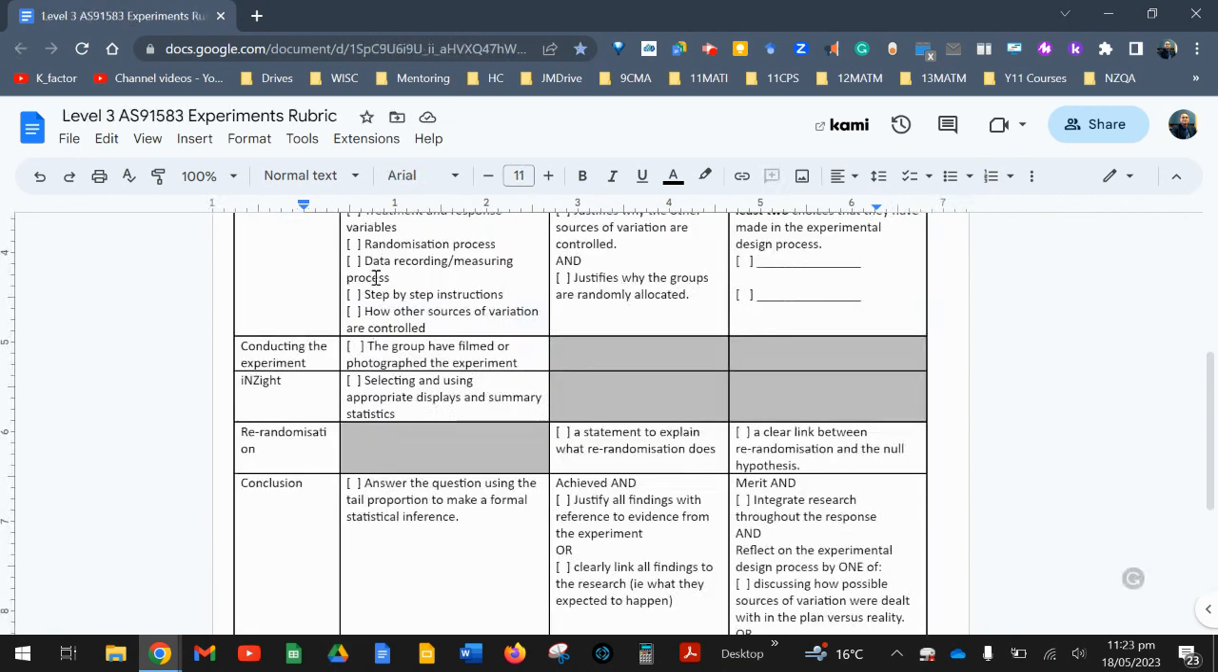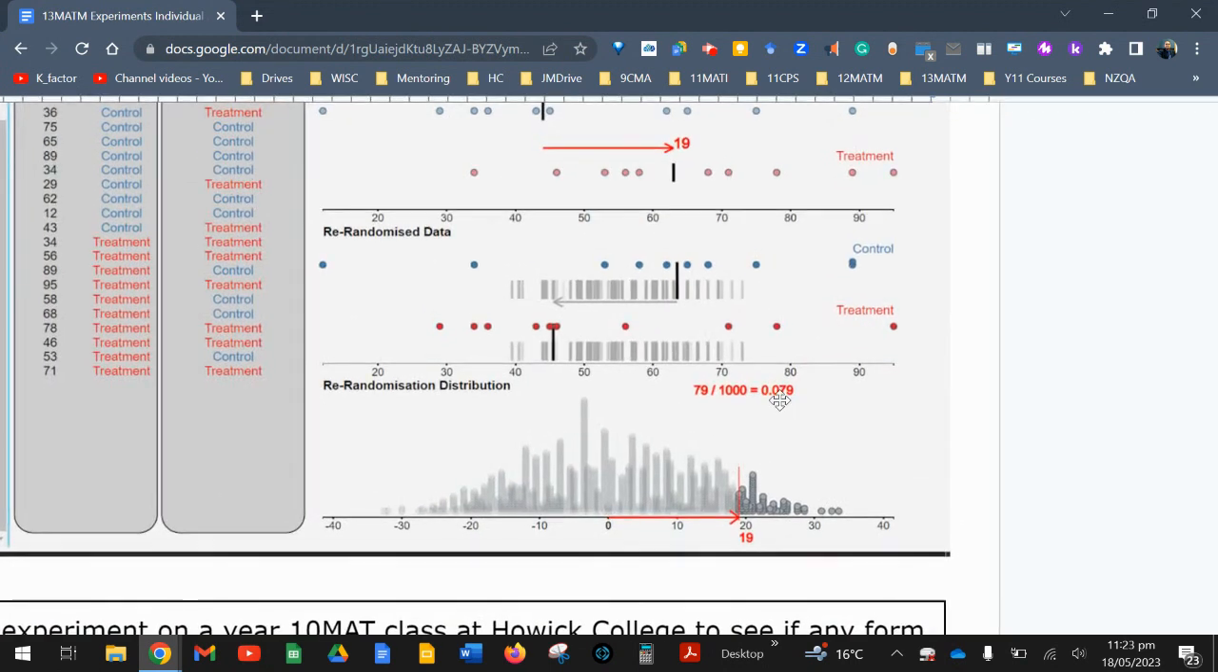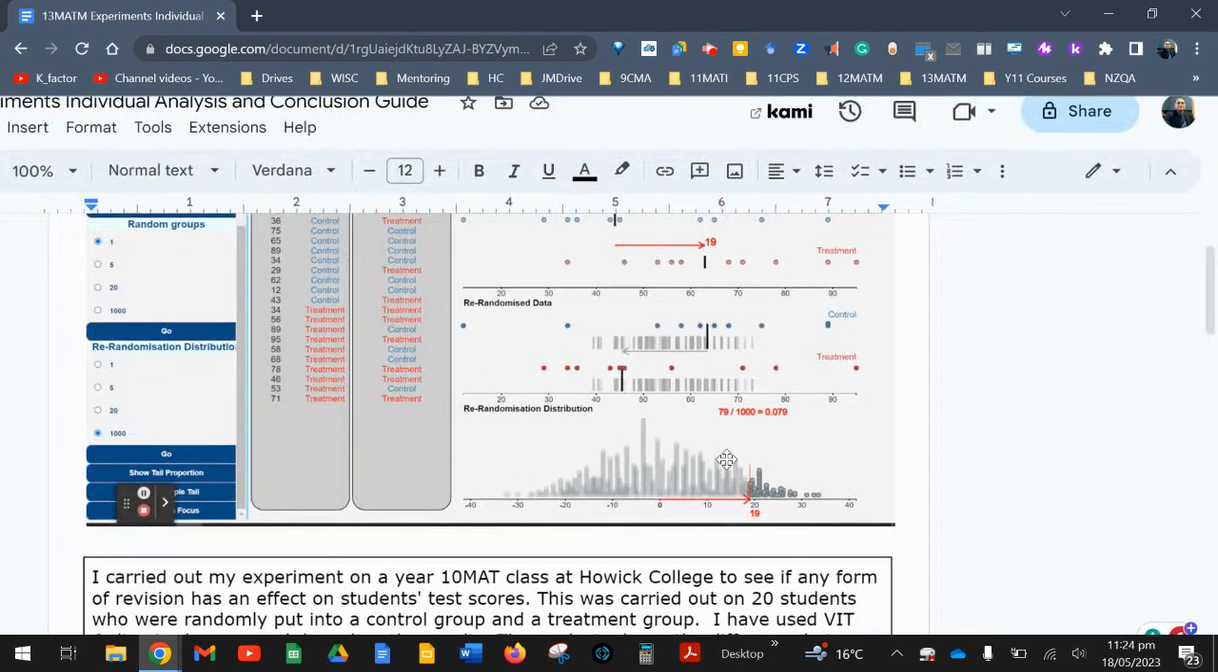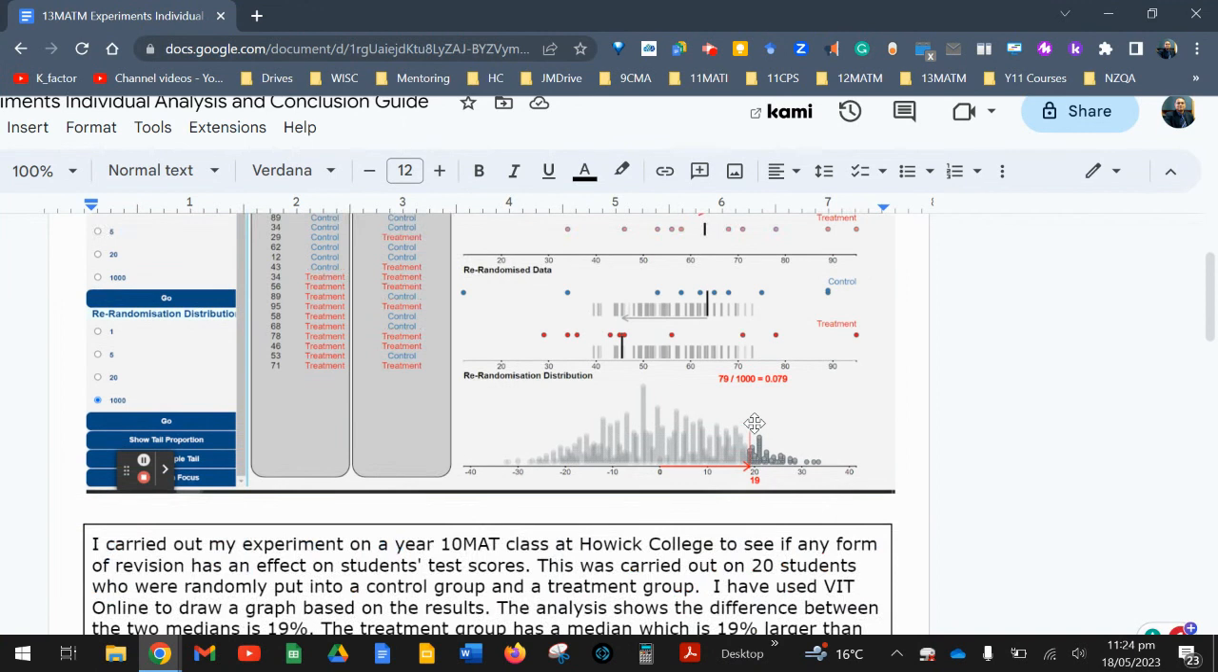Now, according to our graphs, we can see that our tail proportion is 7.9%. And that is greater than 5%. So what does it mean? Do we have evidence to reject the null hypothesis or accept it? If it's greater than 5%, we will accept the null hypothesis.